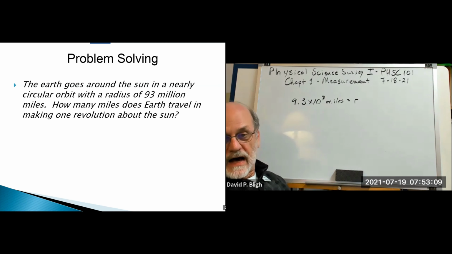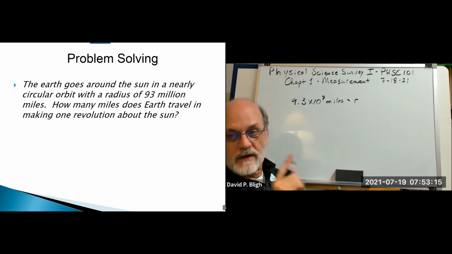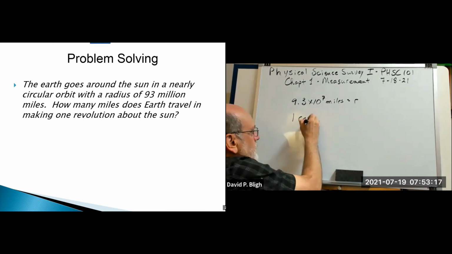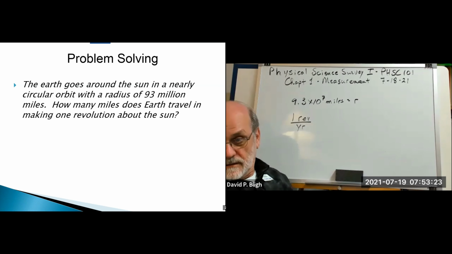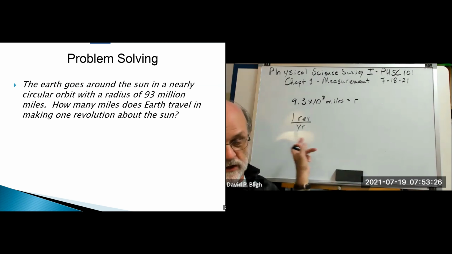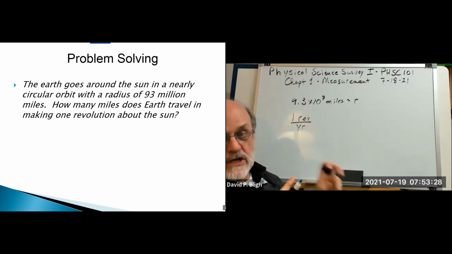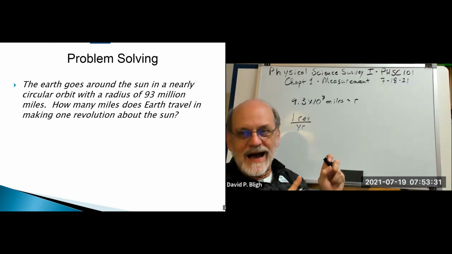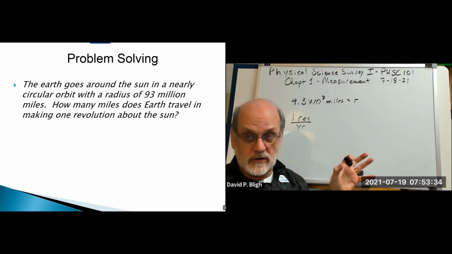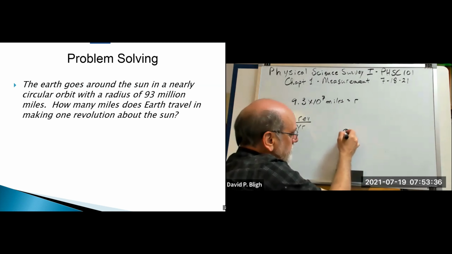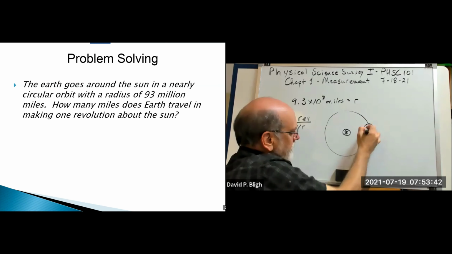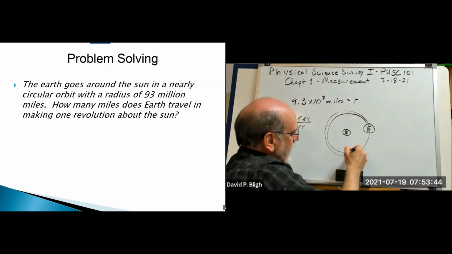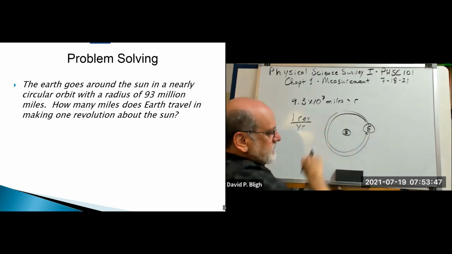Okay? And we want to know how many miles the Earth travels in making one revolution. So one revolution per year, right? That's how long it takes to go one revolution, 1 year. Now that's the information that we know. What's the question? How many miles? Sometimes it helps to draw a picture, right? So if here's the sun, and here's the orbit of the Earth, it's going to go around like that, like that, like that. And we want to know that distance.